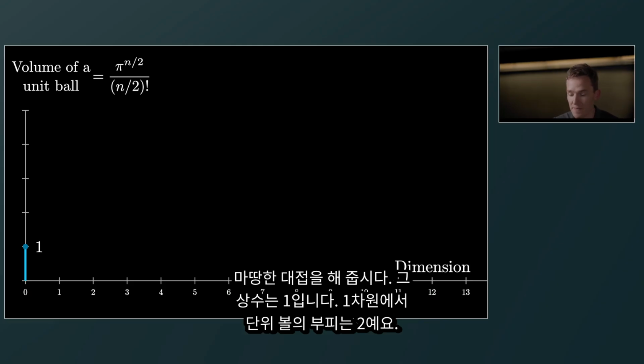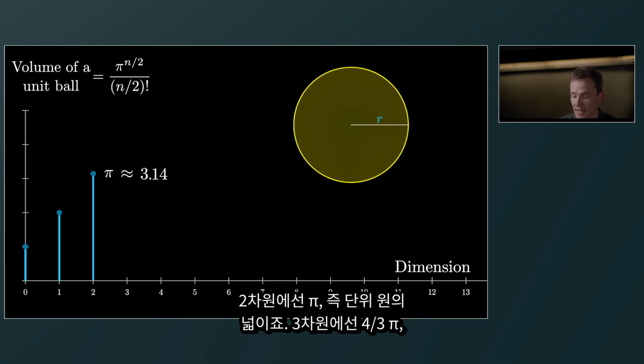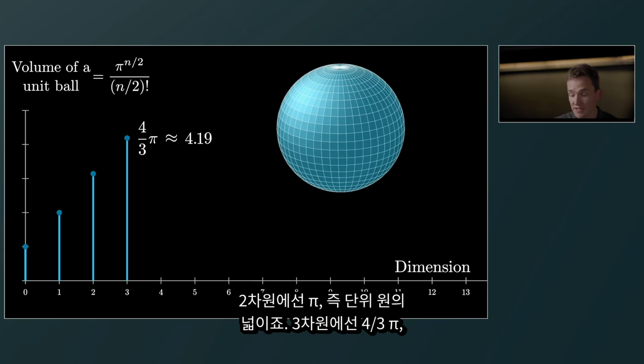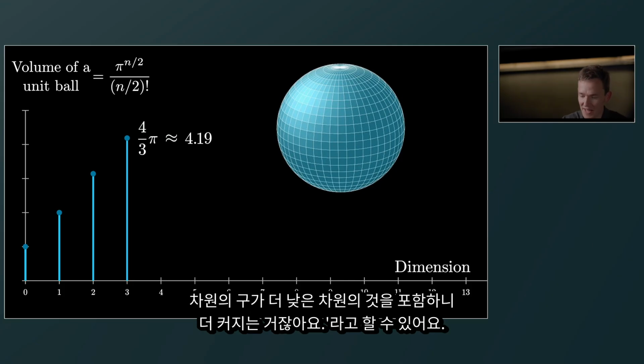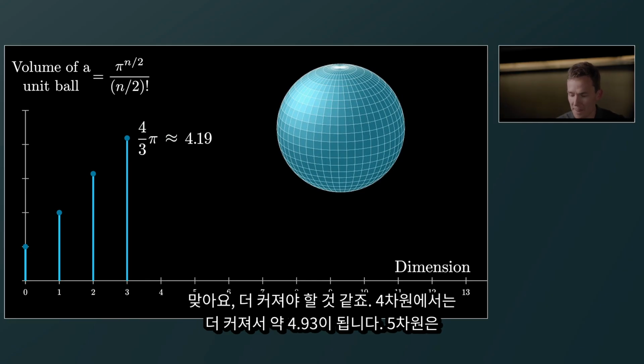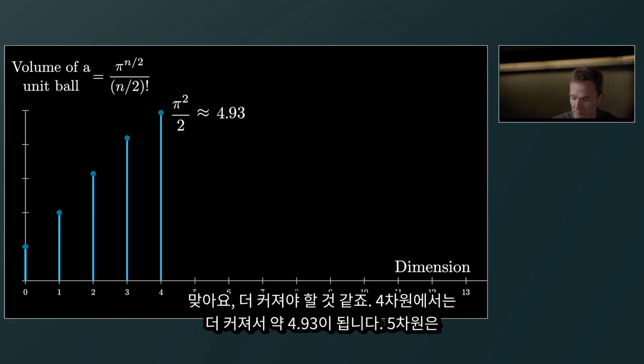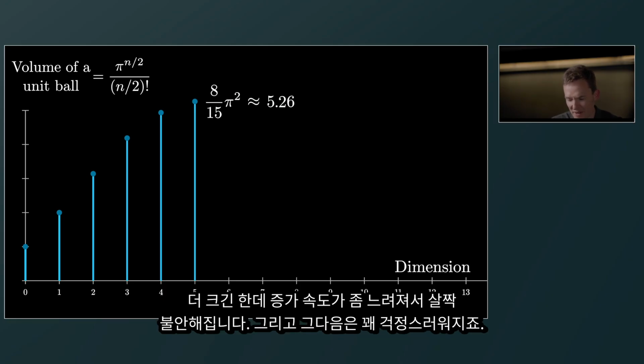That constant is 1. In 1 dimension, the volume of a unit ball is 2. In 2 dimensions, it's pi, just the area of a unit circle. In 3 dimensions, it's 4/3 pi. And all these numbers are going up. And you might be like, yeah, of course they're going up, because each sphere in 1 dimension contains the smaller one, so it's getting bigger. They should be getting bigger. Up in 4 dimensions, it gets bigger still. We end up around 4.93. 5 dimensions is bigger still, but it's kind of slowing down, which might give us pause.